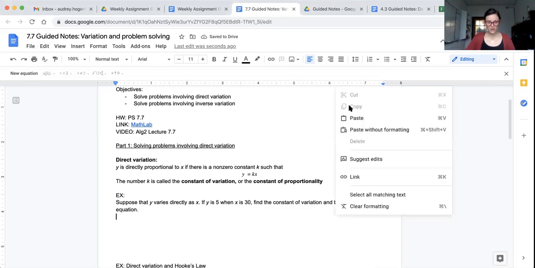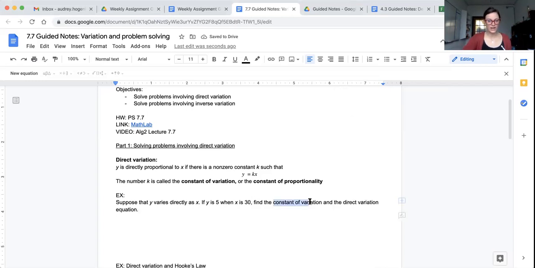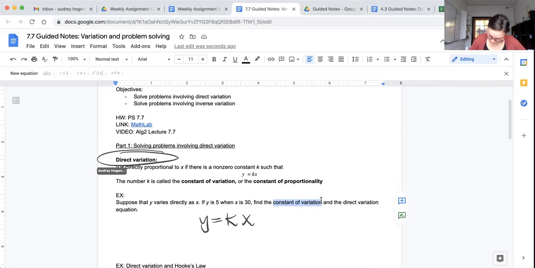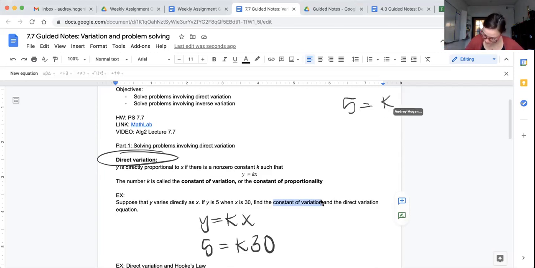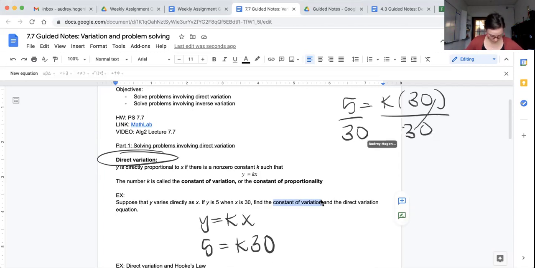Okay, so first off, we need to find the constant of variation k. So we know that y is equal to k times x. We're talking about direct variation. And further, we know that y is 5 when x is 30. So that simple piece of information allows us to set up the following equation. 5 is equal to k times 30. And then in order to solve for k, we divide by 30. So 5 over 30 is the same thing as 1/6. So k is equal to 1/6.